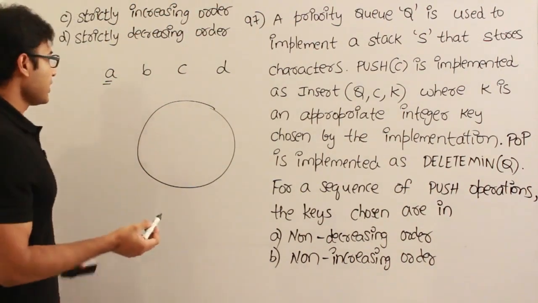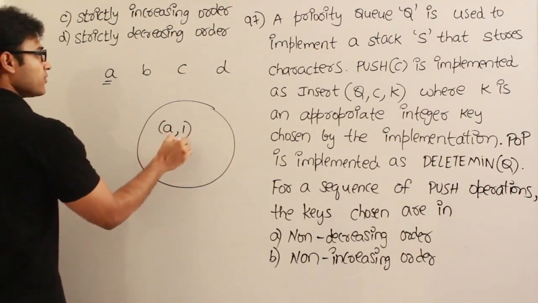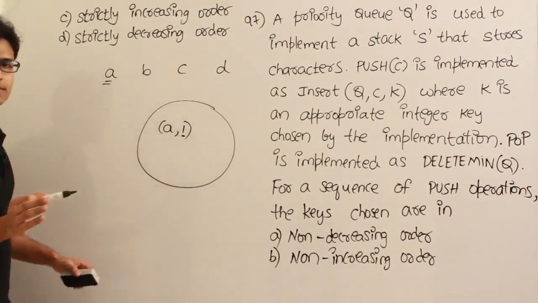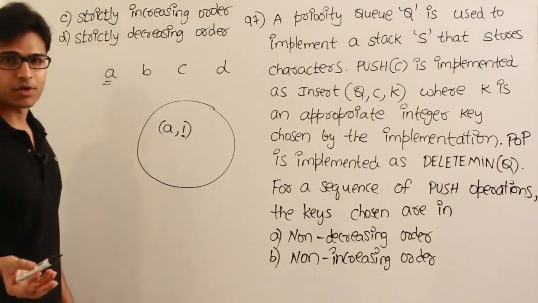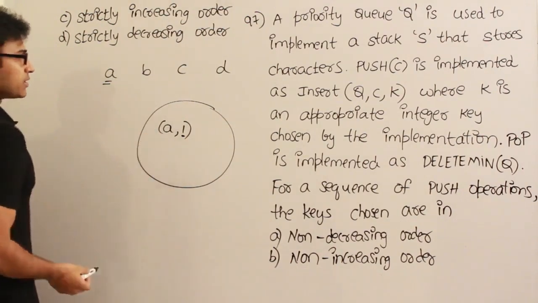Let us say when A is inserted into the queue, it is given the number A comma 1, which means the key associated. Why it is giving it, I don't know. I'm just assuming this order. So let us say A comma 1 is given, and A comma 1 is present in the queue.